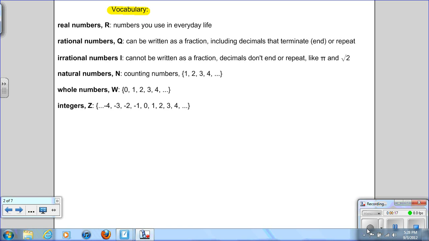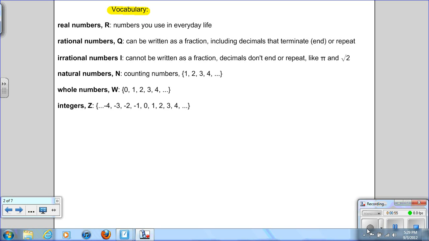The real numbers you can abbreviate with a capital R. These are the numbers we use in everyday life. All of the numbers you work with are real numbers. Rational numbers, we use a capital Q to denote this group. Rational numbers are anything that can be written as a fraction, including decimals that terminate or end, and decimals that repeat. So if you think about this, the decimal 0.25, we can write as a fraction 1/4, so that's a rational number. The decimal 0.6 repeating, we can write as the fraction 2/3, so that's also a rational number.